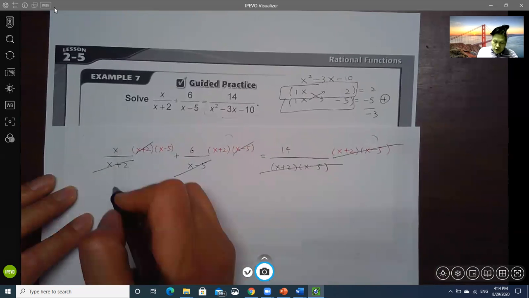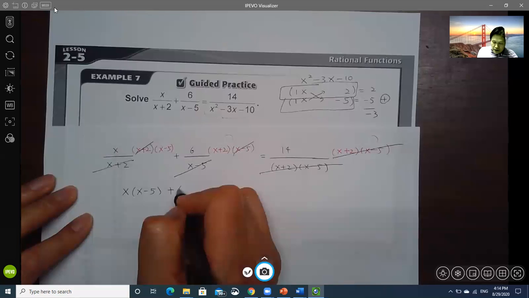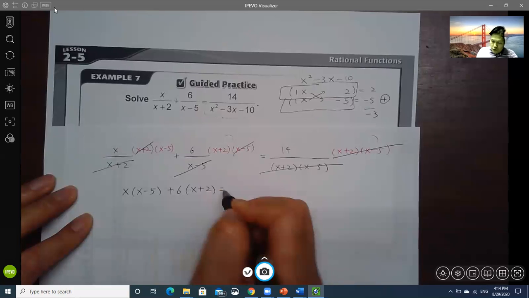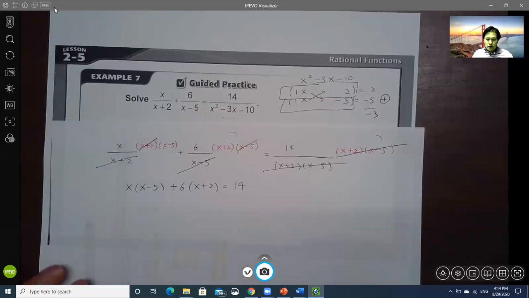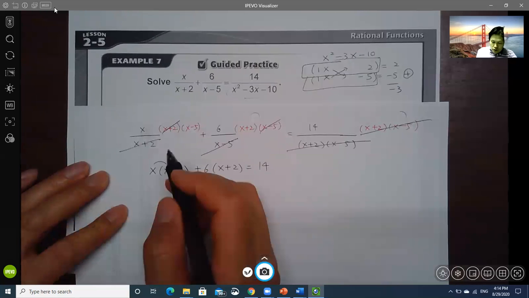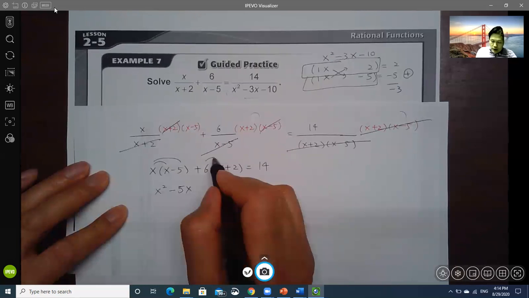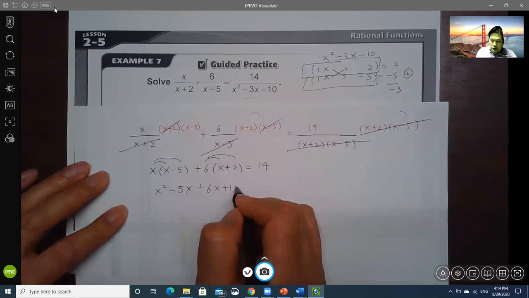Okay, so you end up with x times x minus 5 plus 6 times x plus 2 equal to 14. We got rid of denominators. That's good. Distribute: x squared minus 5x, distribute 6x plus 12 equal to 14.